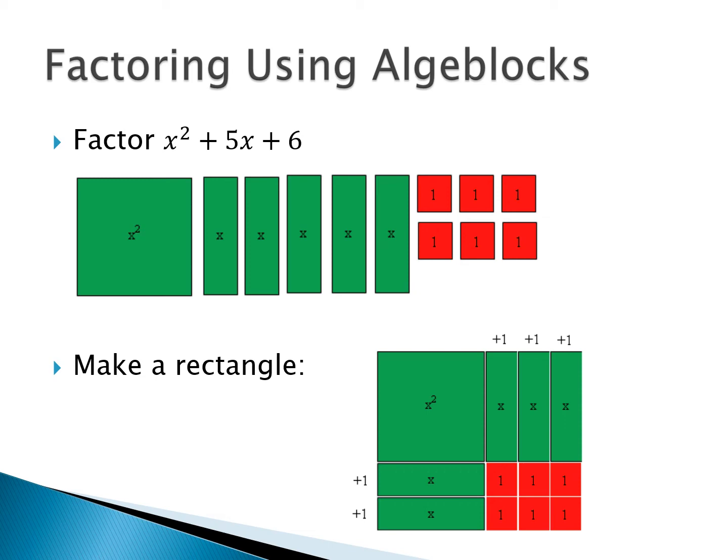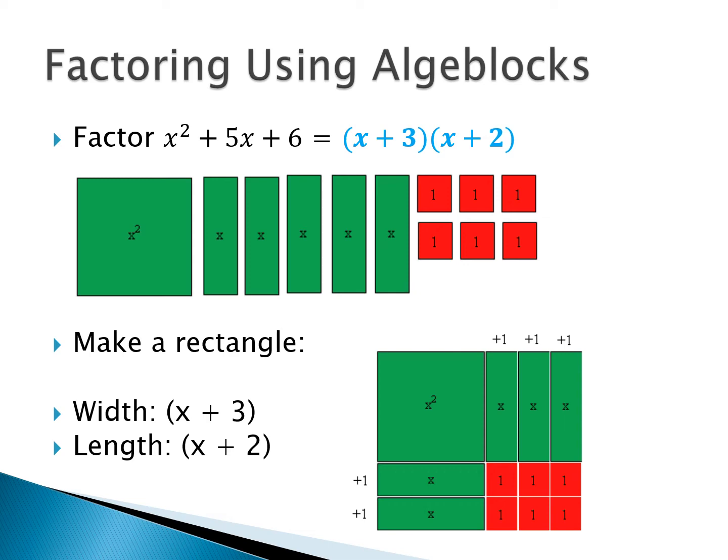And so if we just look at the dimensions for that, if we look at the top, we've got that x squared, one of the sides is just x, and then we've got 1, 1, 1. And if we look at the left side, we've got one of the sides is x, and then plus 1, plus 1 for those x's. So if you actually were to take the dimensions of the sides, the top is x plus 3, and the bottom is x plus 2.